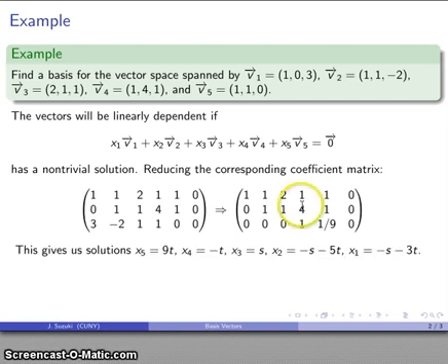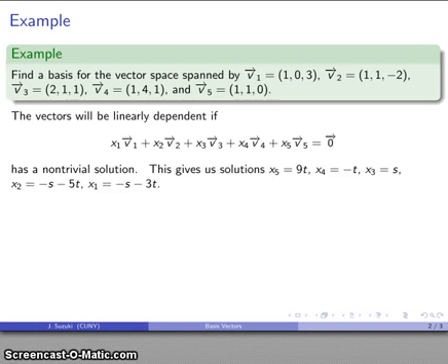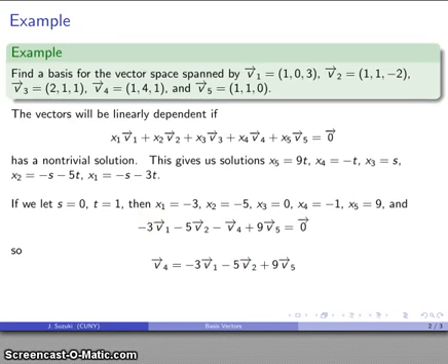So for my solutions, x5, I'll make that 9t, x4 equals minus t, x3 equals s, and so on. So I can parameterize my solutions. I don't need that matrix anymore, I'll slide my solutions up there. Well, I have two free variables, t and s. If I let s be 0 and t be 1, then I get the solutions x1 equals 3, x2 equals negative 5, and so on, and I get this equation here. And that means that I can find v4 in terms of v1, v2, and v5.